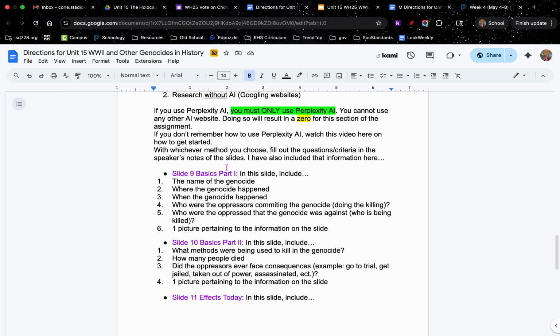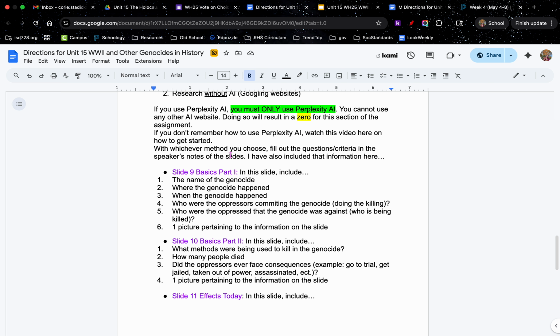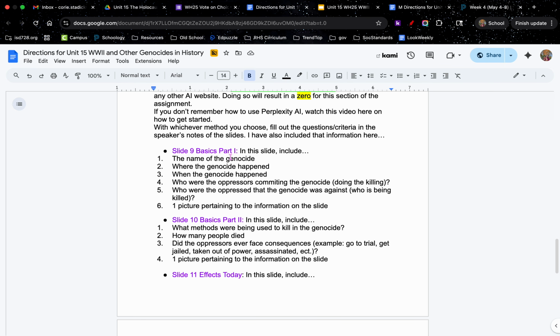If you don't remember how to use Perplexity AI, I'll have this video linked here on how to get started with Perplexity AI. And with whichever method you choose, you're going to fill out the question/criteria from the speaker notes on the slides. And I also have the information here. So let's jump back to the slideshow real quick. So I put a little note in here. Now you can use Perplexity AI to gather information for slides 9, 10, and 11.